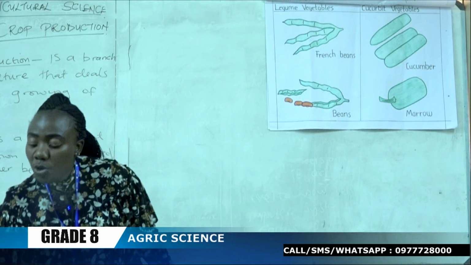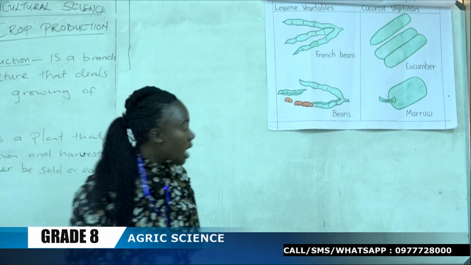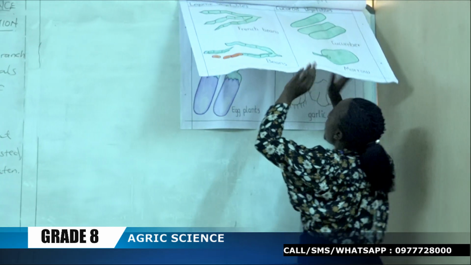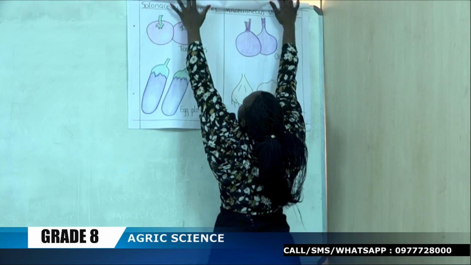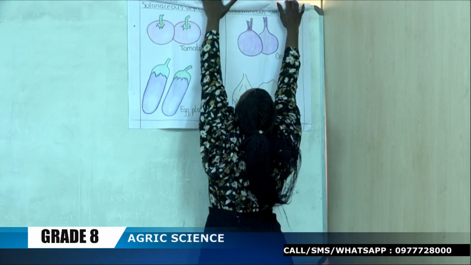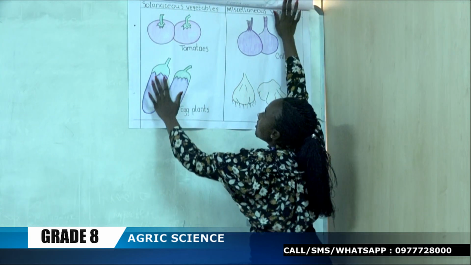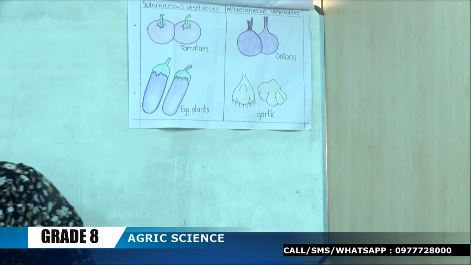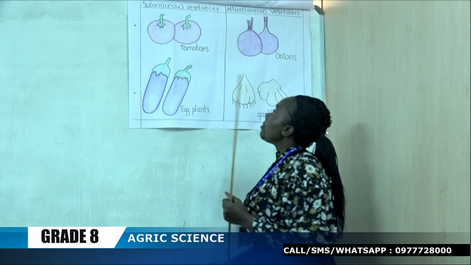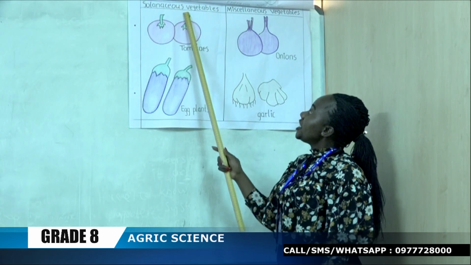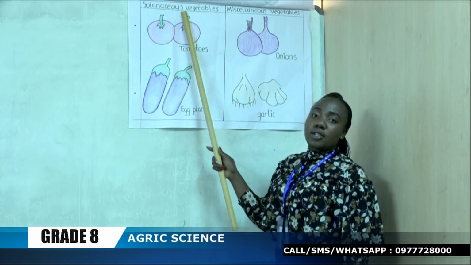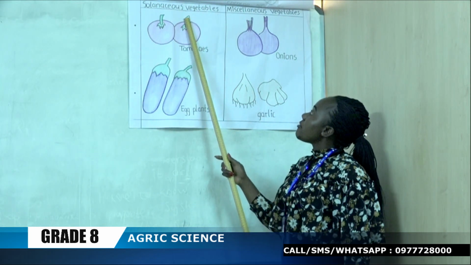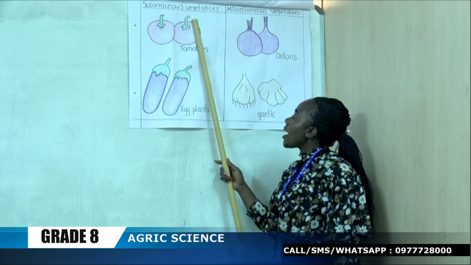Okay, so let's move to the fifth vegetable. The fifth vegetable group that I have here with me is solanaceous vegetables. This is the fifth group of vegetables that I have with me.